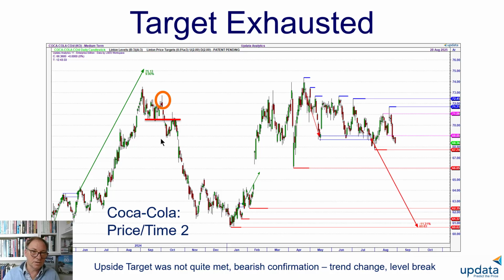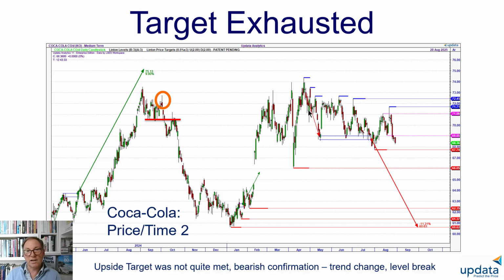Targets being exhausted. So this was Coca-Cola. Notice we made a lower high and then a lower low. Do watch my Dow theory session in the resources, how to know when the trend has changed. And so that lower high, lower low just says to you this target is probably not going to be met because the target is exhausting.